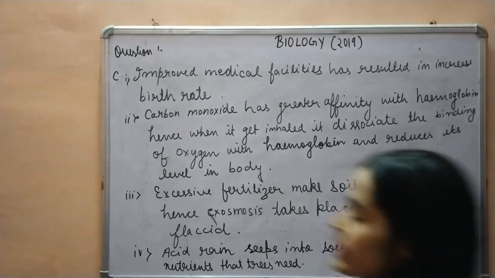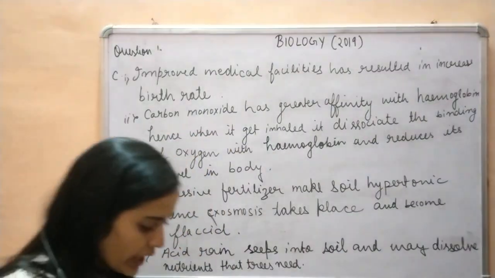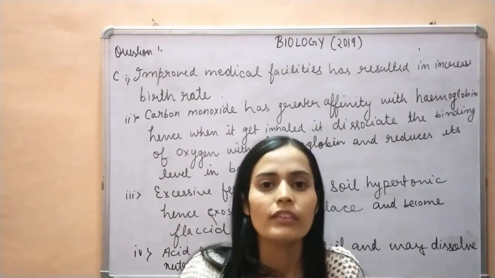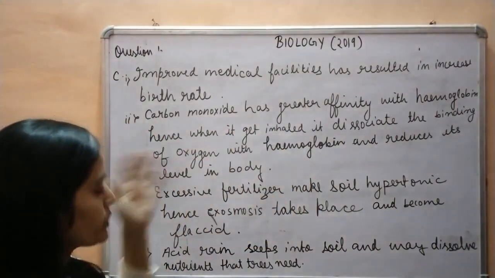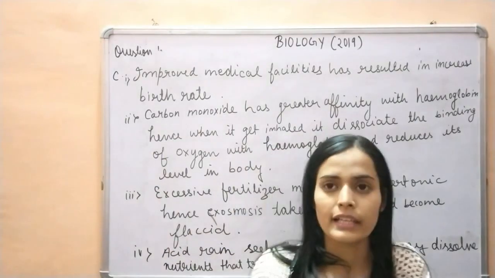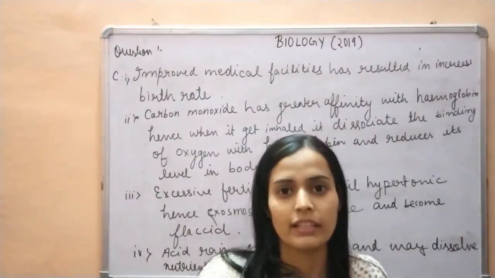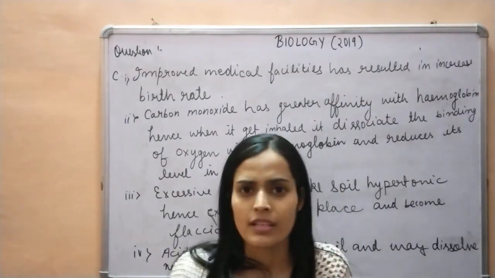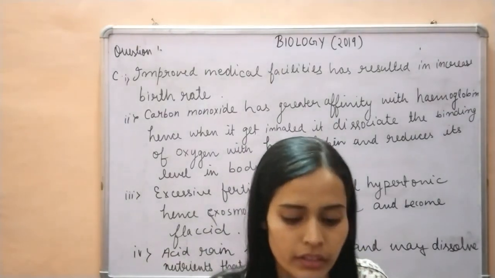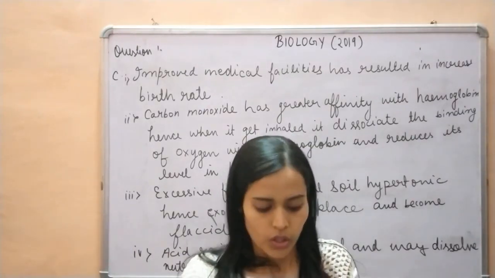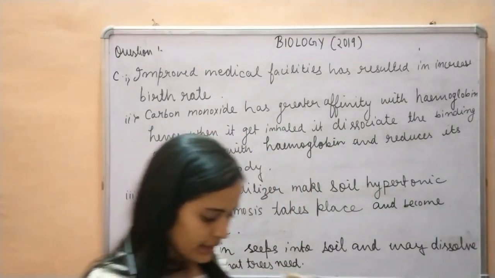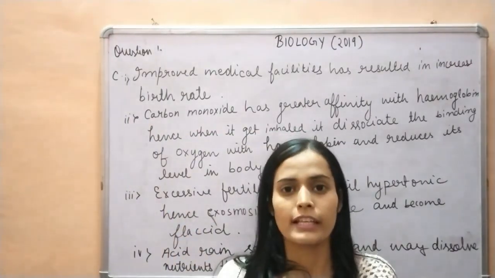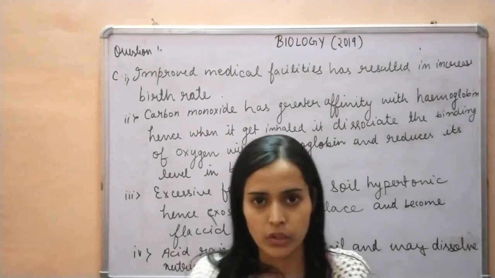So the question number C is that we have to give reason. There are some statements given and we have to provide them a valid reason. So the first question in the C part is what is the reason behind the increased birth rate? This question is from the population chapter. These are basic chapters that you have already done in your junior classes also. So the basic reason is that in India the medical facilities have been improved.